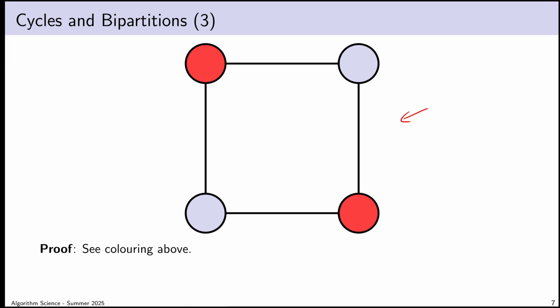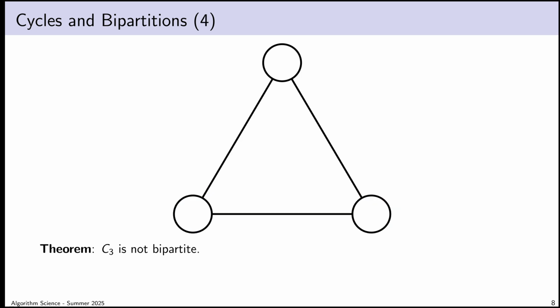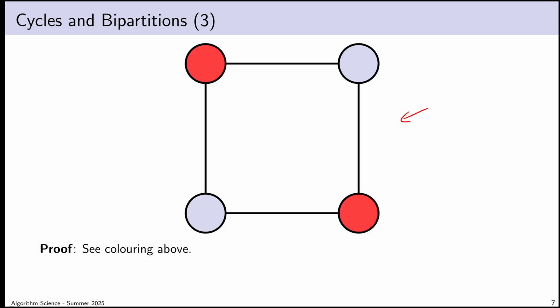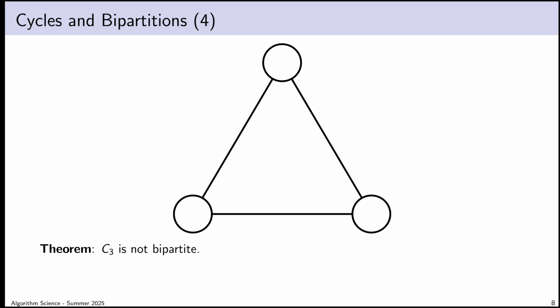Okay, so we now know that C4 is bipartite, and I swear I'm going somewhere with this. I want to prove something a little bit more difficult now, which is that C3, the cycle on 3 vertices, is not bipartite. This is an example of proving a negative, so it's not like I can find an example of something that demonstrates this property. Whereas to prove C4 is bipartite, I can just show you a two-coloring of C4. What do I do for C3 if it isn't bipartite?